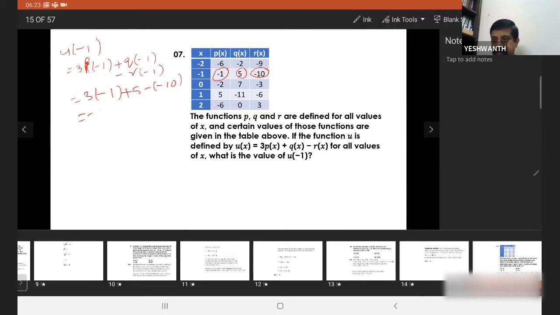So this is minus 3 plus 5 plus 10. That is 15 minus 3, 12. So which option satisfies that? Option A. Please note it fast, quick. Now, children, let us see what is there in the next question.